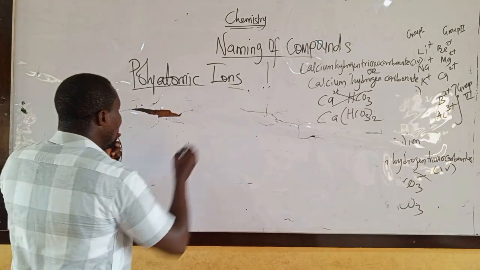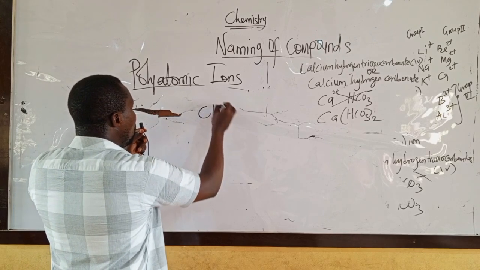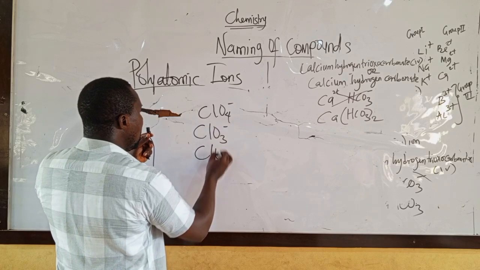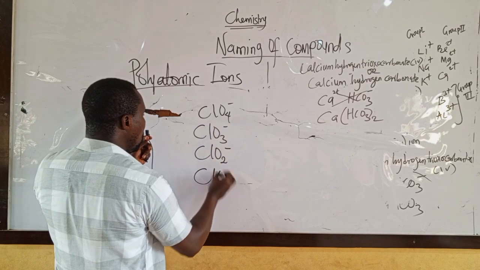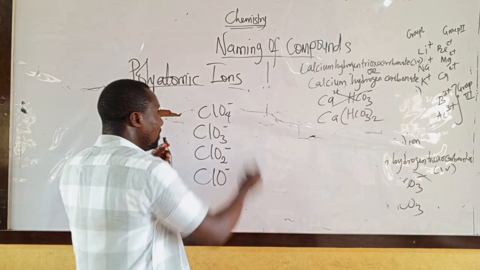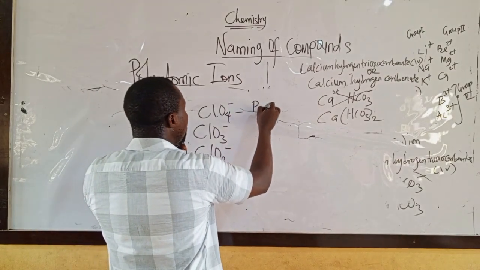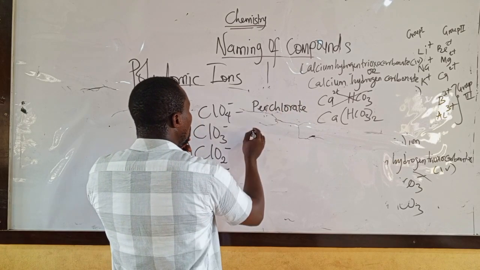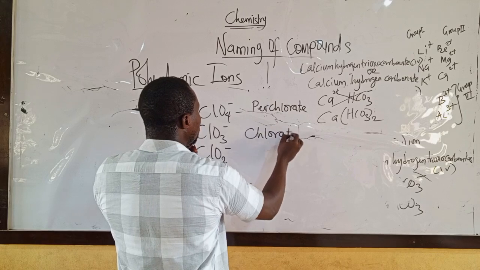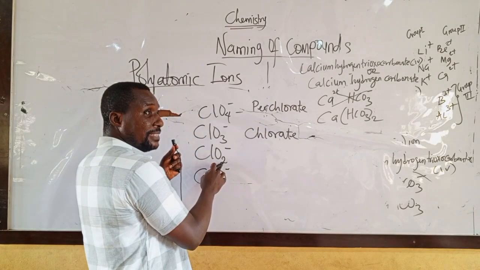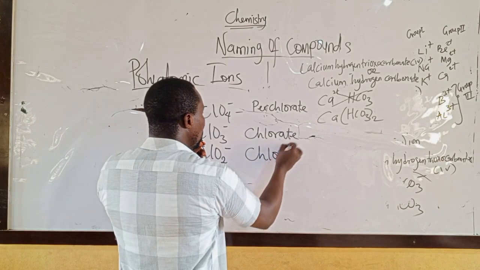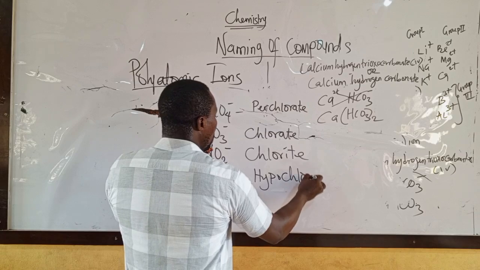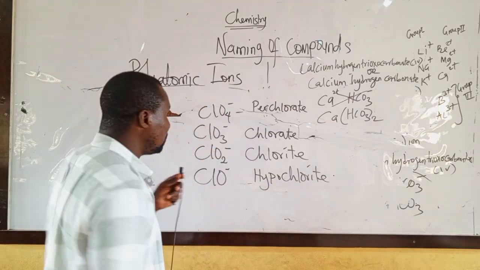Look at this. We have ClO4 minus, ClO3 minus, ClO2 minus, ClO minus. Can you see this one? This one is known as perchlorate. This one is chlorate. This one is chlorite. This one is hypochlorite. Take note of that.